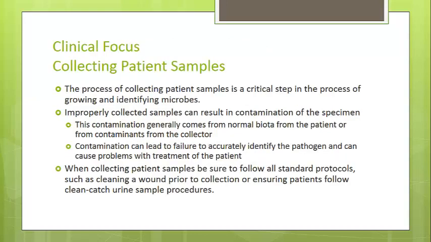So we're going to take a moment and do a clinical focus to apply this information we've been talking about. And we're going to apply it in terms of collecting patient samples. So the process of collecting patient samples is a critical step in the process of growing and identifying microbes, which is what we've been talking about today. So if we have an improperly collected sample, we can get contamination of the specimen, and that can lead to problems later on. And so this contamination generally comes from the normal microbiota of the patient or from contaminants from the collector. So that would be something you'd want to keep in mind as a collector.